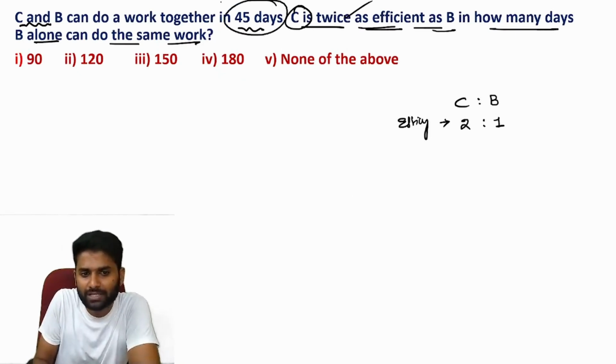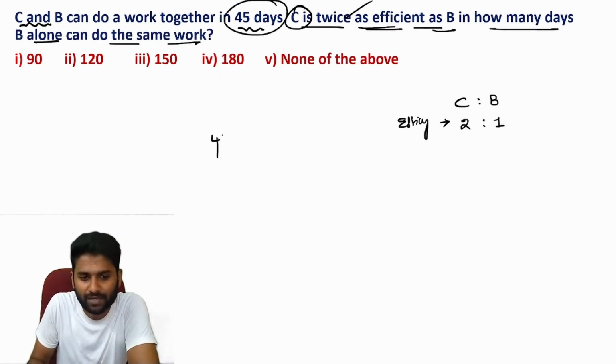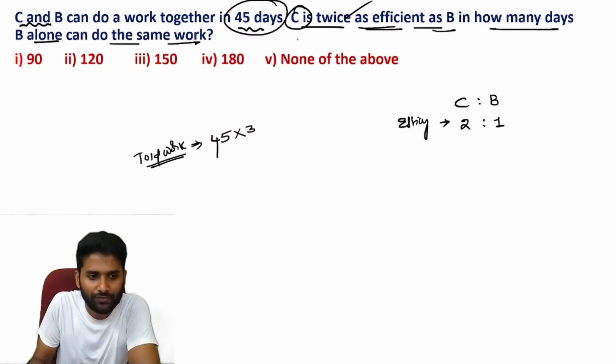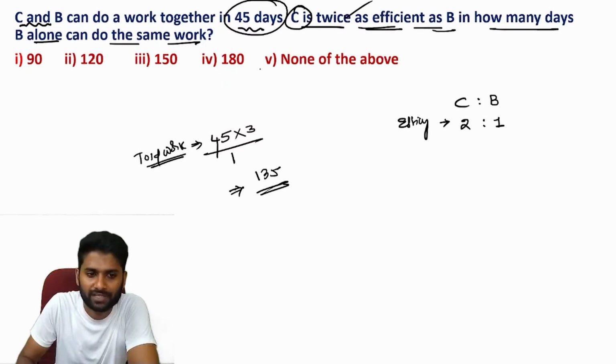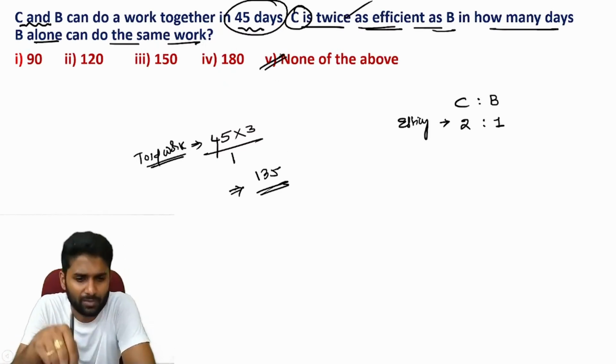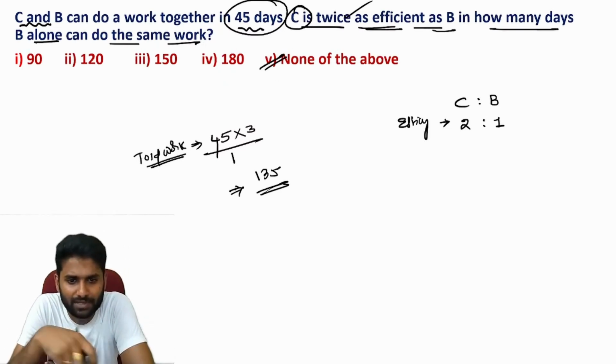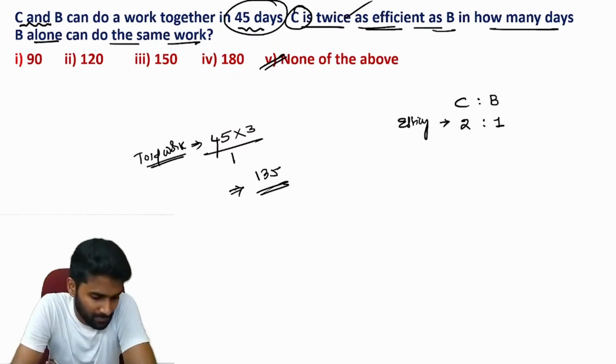If both work together, it takes 45 days. Now see, they are working for 45 days. The efficiency of C and B together is exactly 3 units, so this is the total work. Now the question: if you assign this total work to B alone, how much time does it take? B's efficiency is 1 unit, so B takes exactly 135 days. That's your answer, so none of the above, because you can't see that option, right? Is it clear?